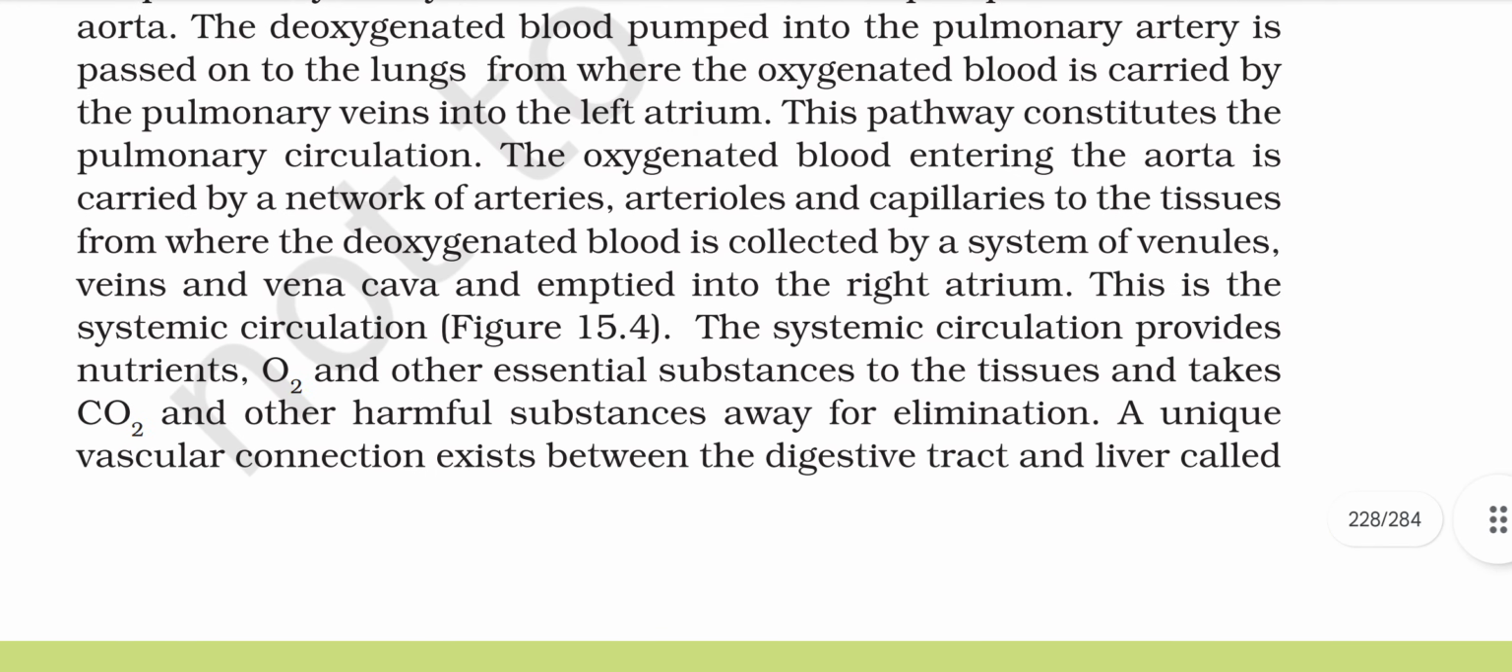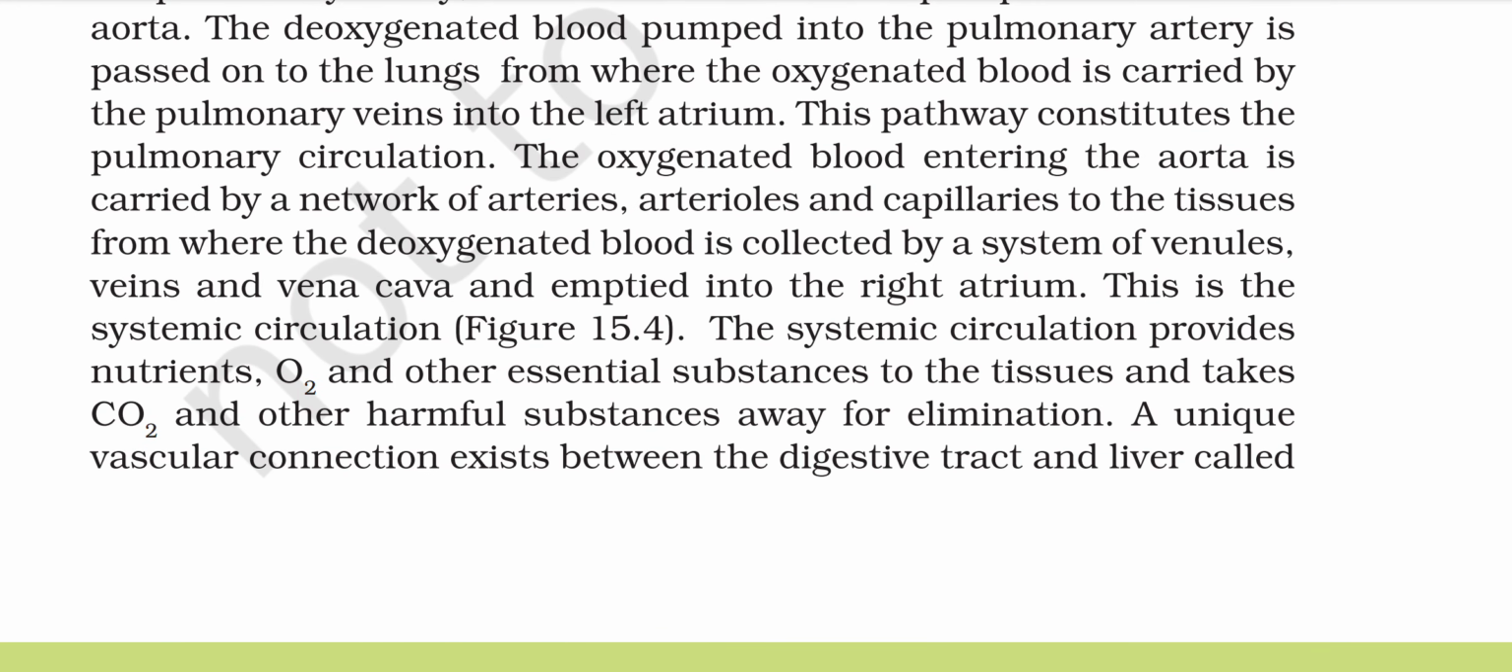The pathway constitutes the pulmonary circulation. The oxygenated blood entering the aorta is carried by the network of arteries, arterioles, and capillaries to the tissues, from which the deoxygenated blood is collected by the system of venules, veins, and vena cava, and emptied into the right atrium. This is called systemic circulation, right?